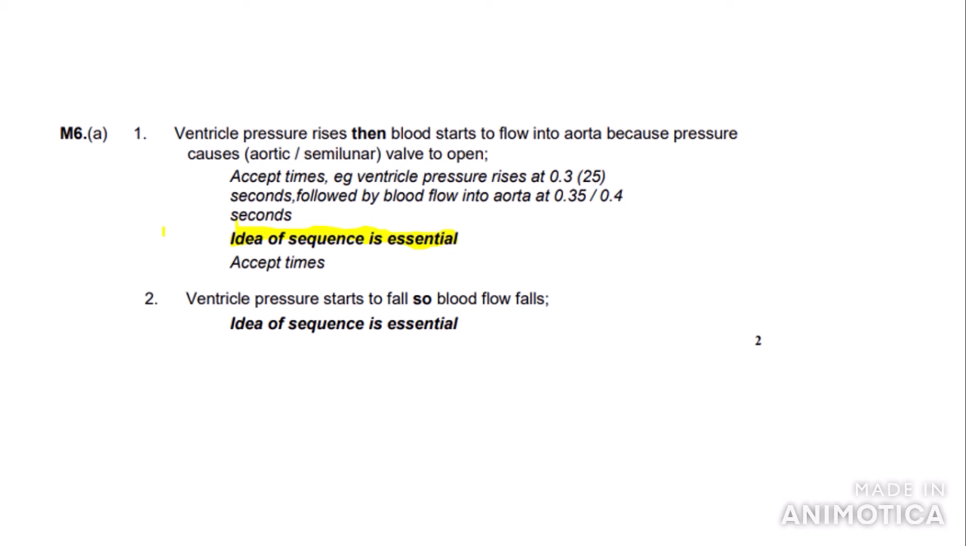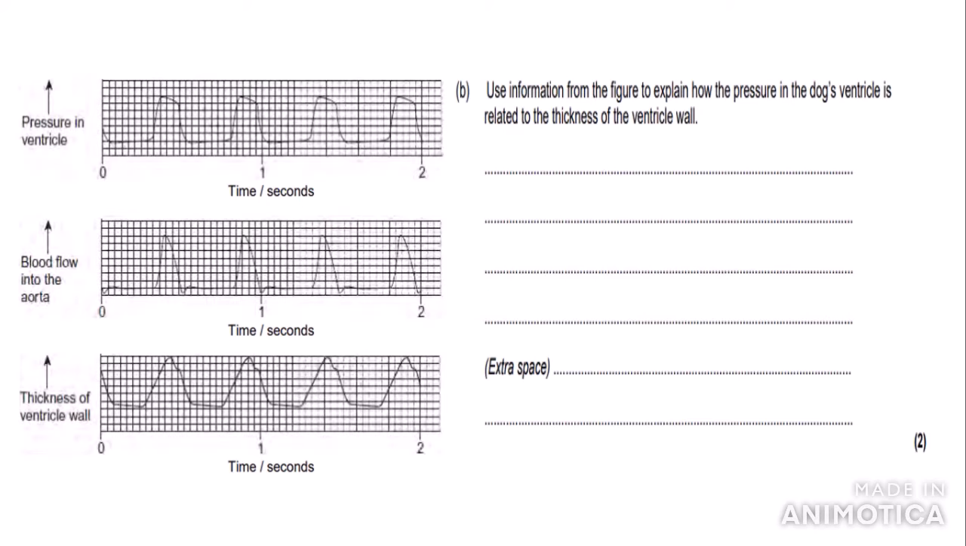And the second marking point is the ventricle pressure starts to fall, so blood flow falls. And again, the idea of sequence is essential here. So if we look at the next one, use the information from the figure to explain how the pressure in a dog's ventricles is related to the thickness of the ventricle wall.